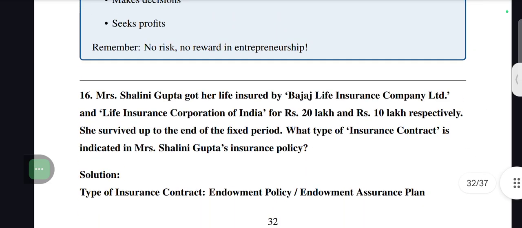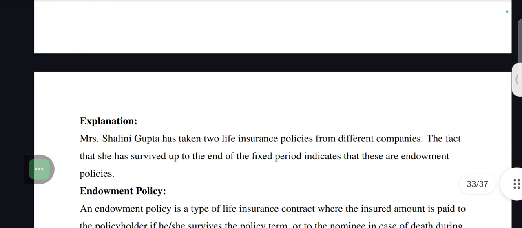Next, question 16. Miss Shalini Gupta got her life insured by Balaji Insurance Company Limited and Life Insurance Corporation of India for rupees 20 lakh and rupees 10 lakh respectively. She survived up to the end of the fixed period. What type of insurance contract is indicated in Miss Shalini Gupta's insurance policy?